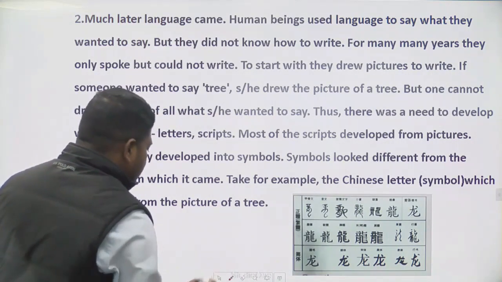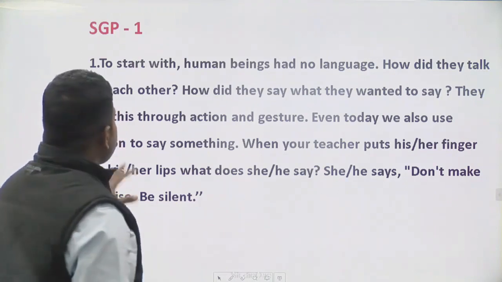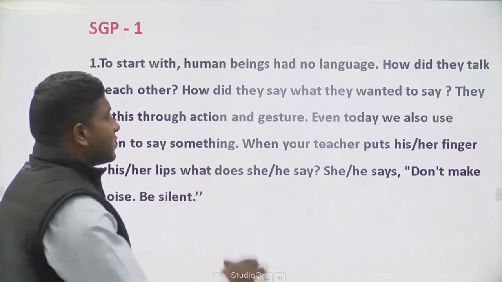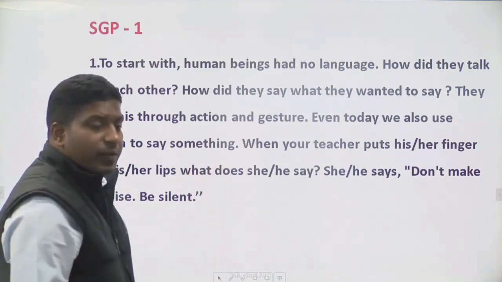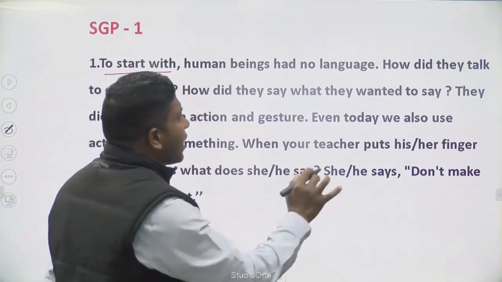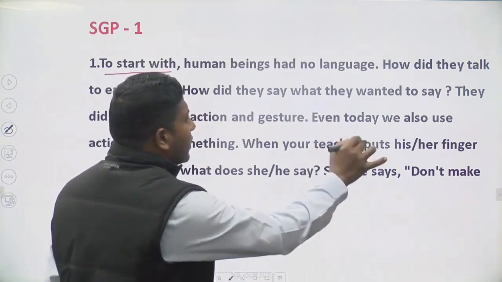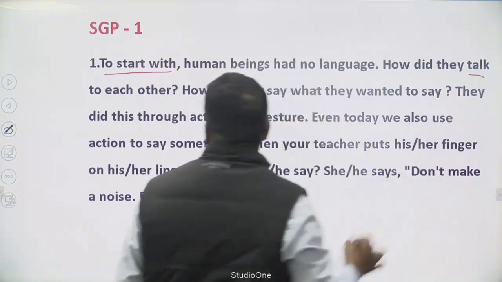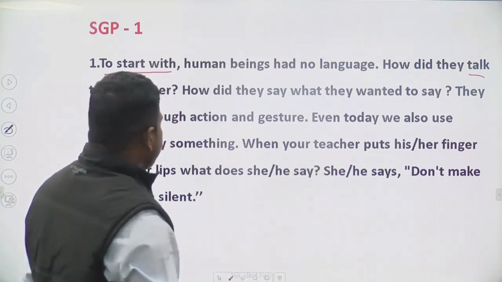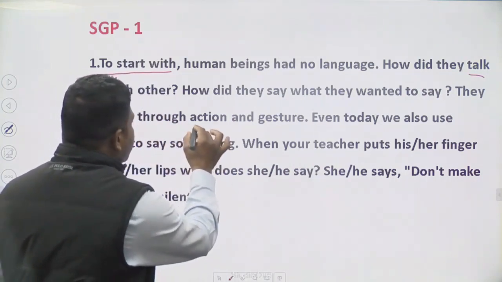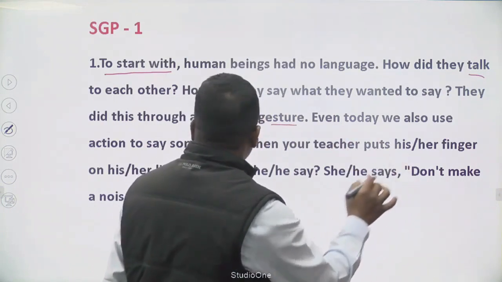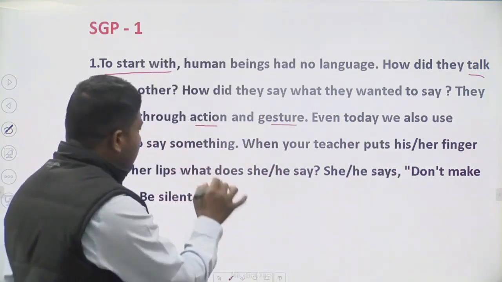Now, let me repeat the passage once again and underline some difficult words for you so that you may comprehend the lesson well. Alright, to start with, human beings had no language. How did they talk to each other? How did they say what they wanted to say? They did this through action and gesture. Even today, we also use action to say something.